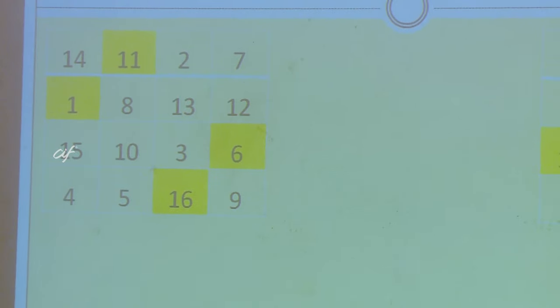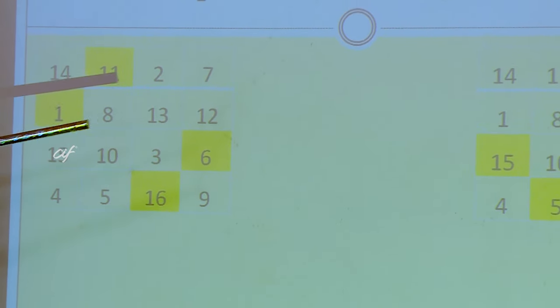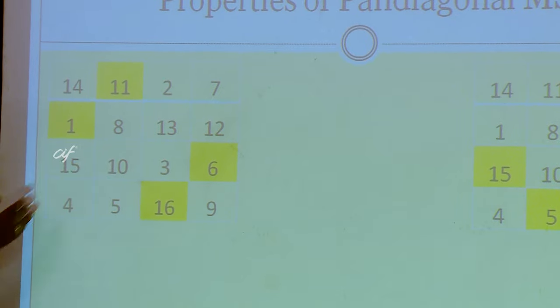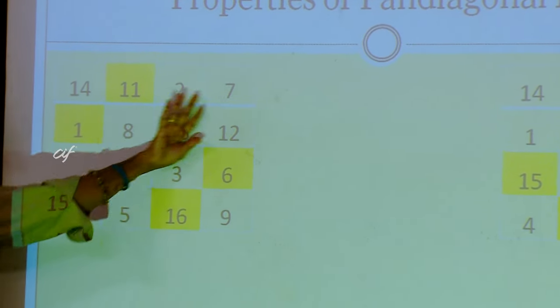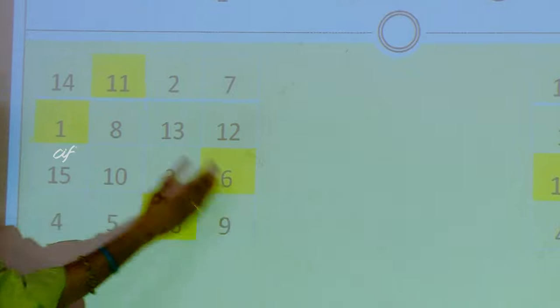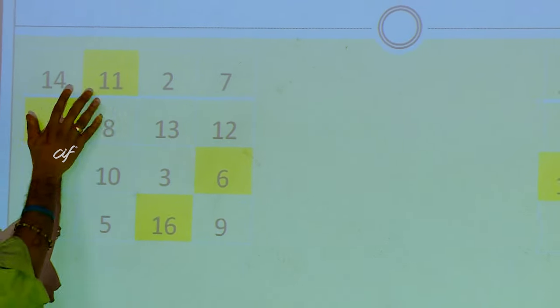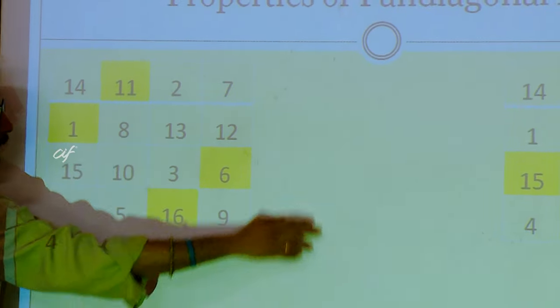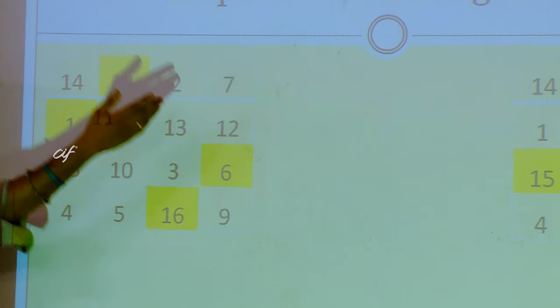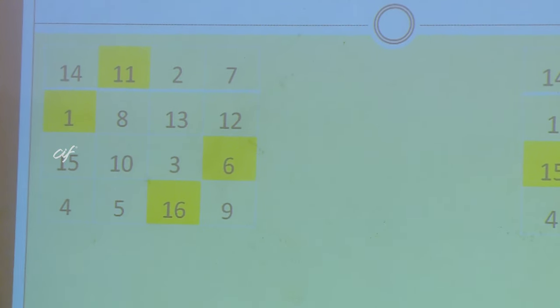Now if you go to the observation of Uma Maheshwaran, these two cells that you are adding, again you roll it, these two will come on this side. If you roll it like this, these two columns will come here. So 11, 1, 6 and 16. So again this would be broken diagonals.